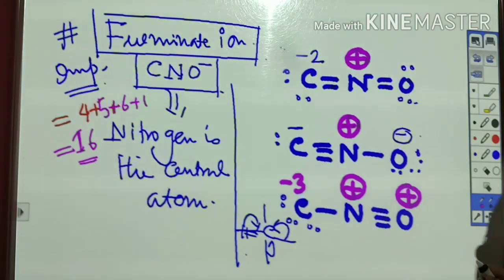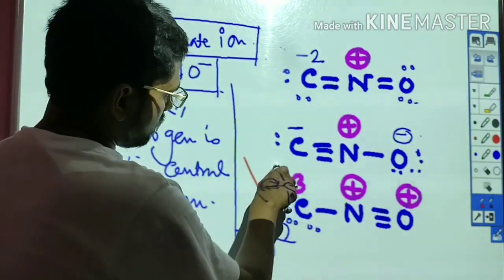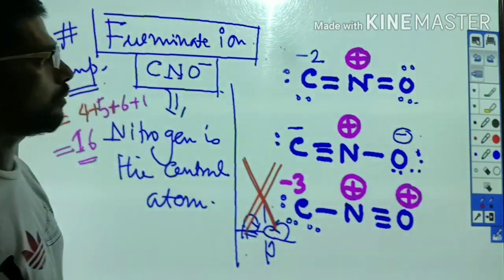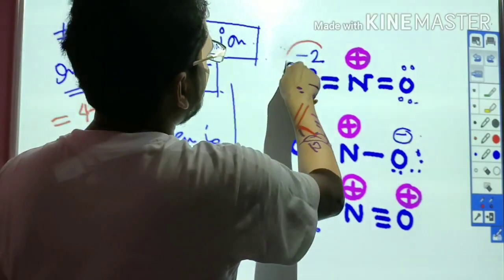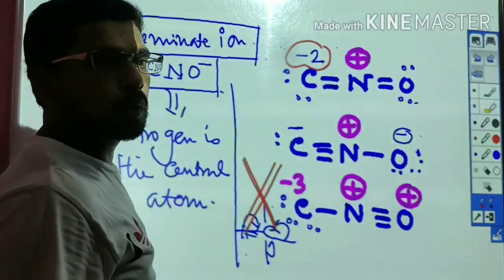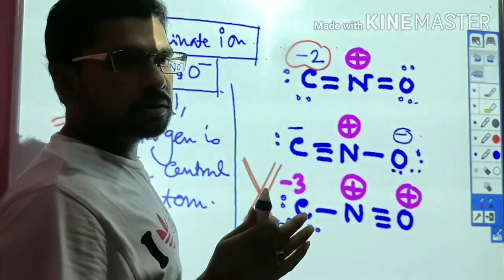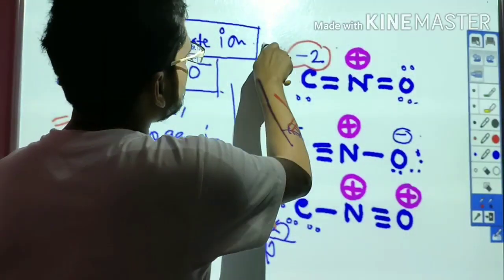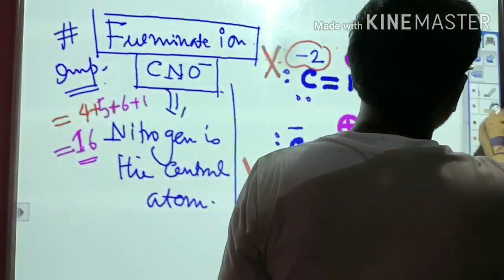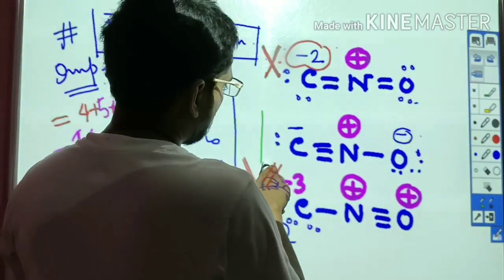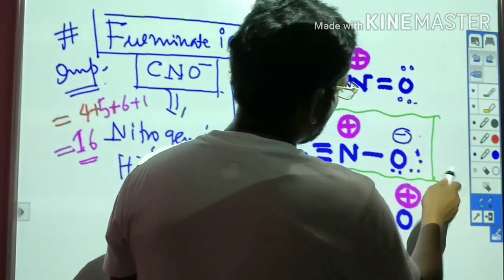Now out of these structures, see, this carries a maximum formal charge of minus 3. So this is not the best one. How about this one and this one? See, here carbon carries minus 2. The more the formal charge, the less the stability will be. So this is also not the stable one. So this is the best one. So there is the structure. This is the base structure for fulminate.